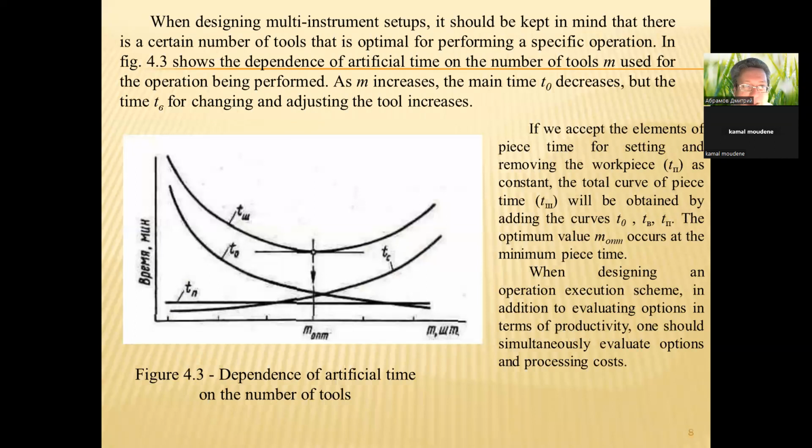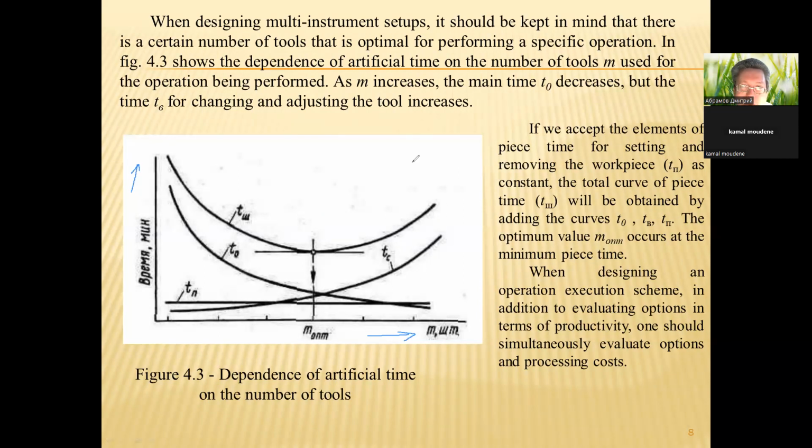When designing multi-instrument setups, it should be kept in mind that there is a certain number of tools that is optimal for performing a specific operation. In figure 4.3 shows the dependence of piece time on the number of tools M used for the operation being performed. Its time and number of tools.